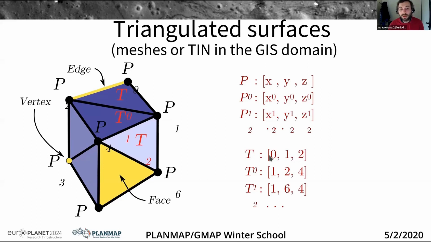So let's see an example. For this triangular face, the first one, we have 0.0, 0.1, and 0.2. So this would represent the face T0. This would represent face T1, I'm sorry for the numbers messed up. This will be T1, so vertex 1, vertex 2, vertex 4.